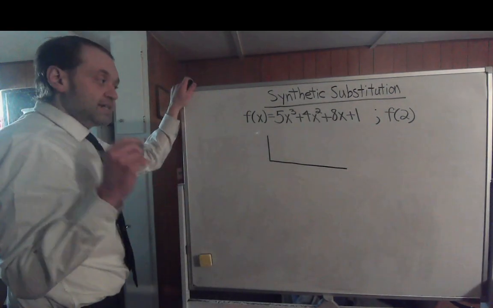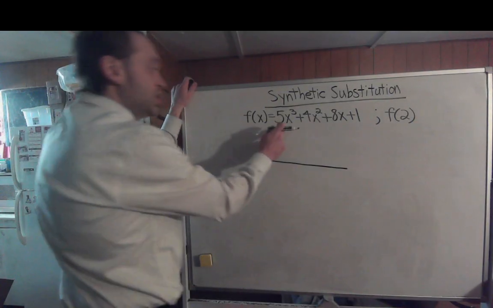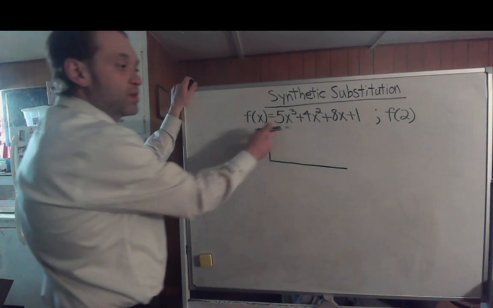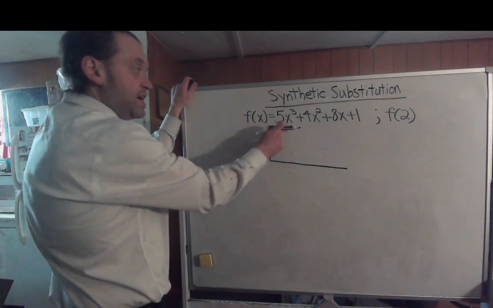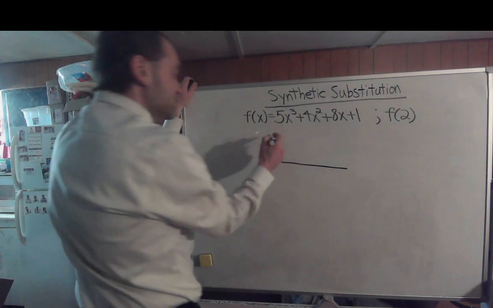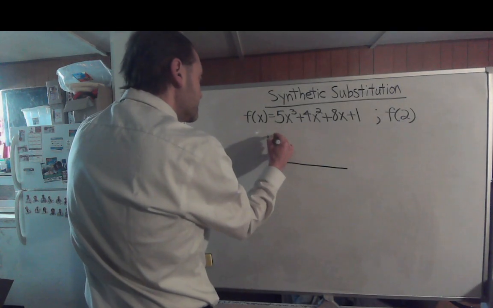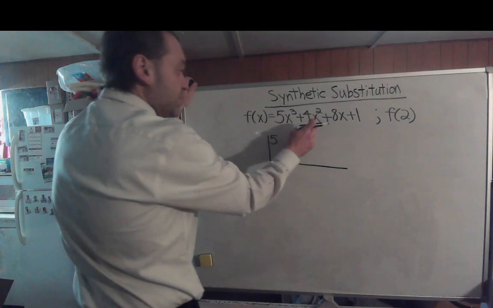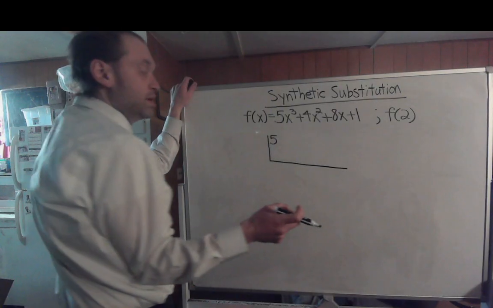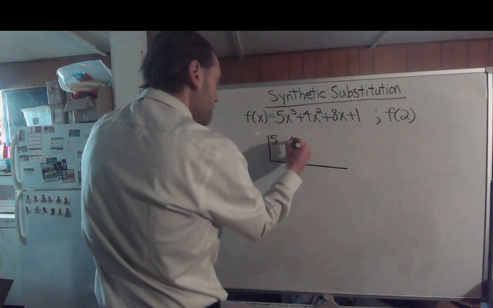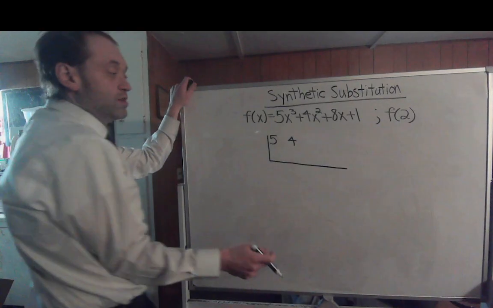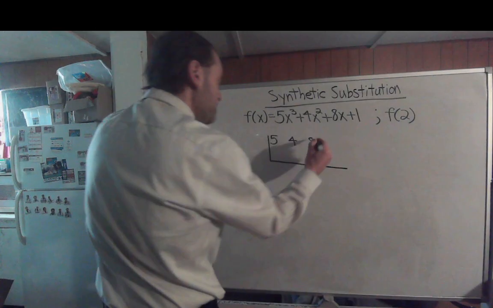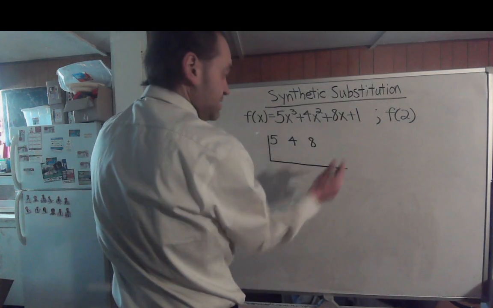Now the idea is you're going to take the coefficients of your variables in descending order. So start with your highest variable, the 5x to the third, the coefficient's 5. You're only going to write the coefficients. You're not going to write the variables. Then go to your x squared, that's your next one, the coefficient's 4. Then go to your x to the first term next, the coefficient is 8. Then go to your constant term, which is 1.